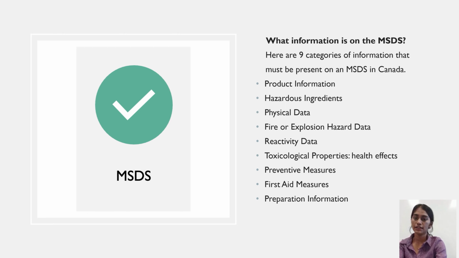Fifth is reactivity data, information on the chemical instabilities of a product and the substance it may react with, and information like that. Sixth is toxicological properties, as the name suggests, health damage or any target issue happening around it. Seventh is preventive measures. Eighth is first aid measures about the product. And ninth is the preparation information, like who is responsible for preparation and date of preparations of MSDS and all of those things.